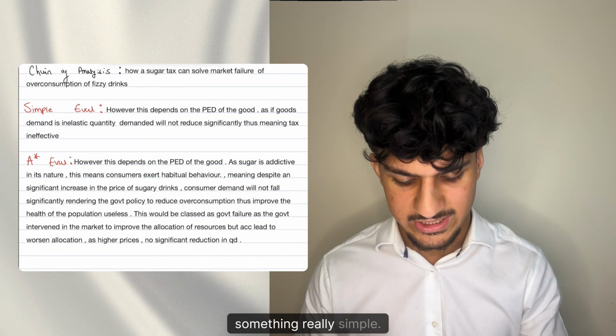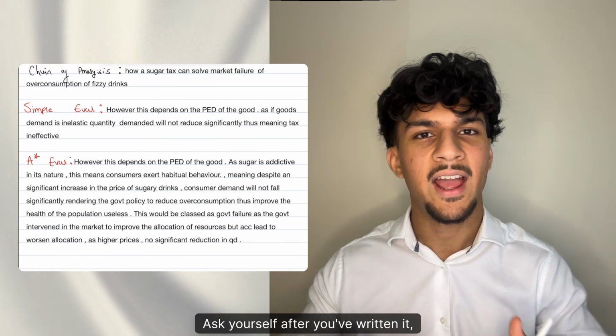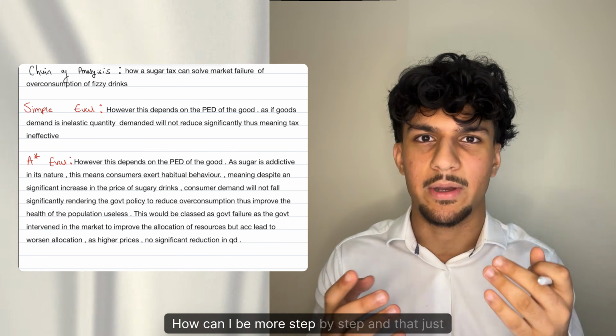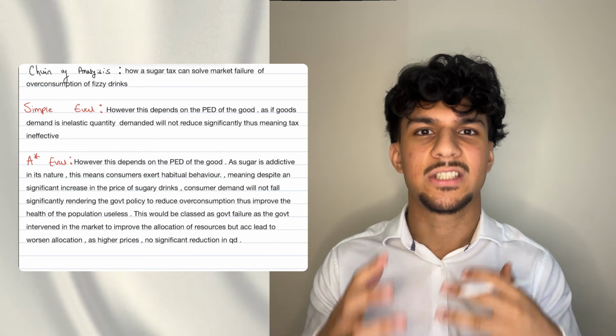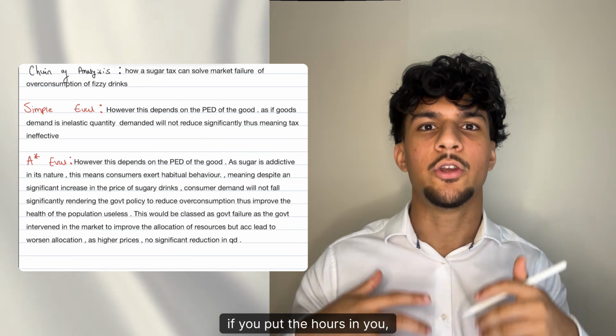So if you've written something really simple, ask yourself after you've written it, how can I improve? How can I be more step by step? And that's just a constant cycle of repeating and improving from your mistakes. Slowly but surely, if you put the hours in, you should improve.